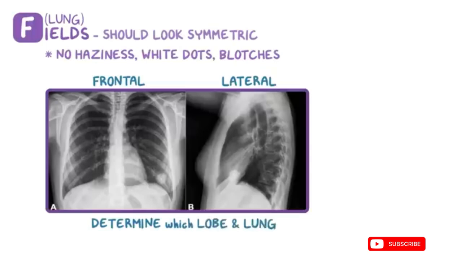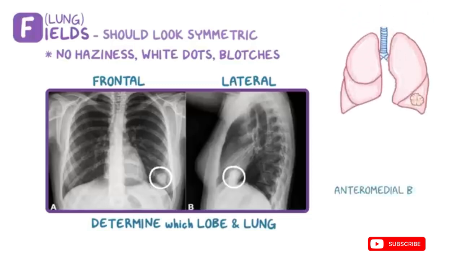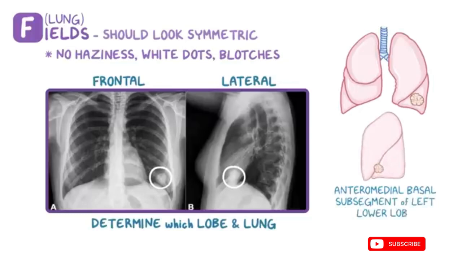In this case, a nodular mass is visible in the inferior, lateral, and anterior left lung, meaning it's most likely within the anteromedial basal subsegment of the lower left lobe. This can be confirmed with a chest CT.